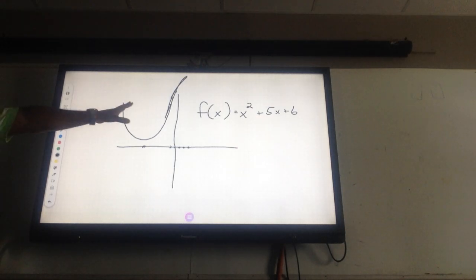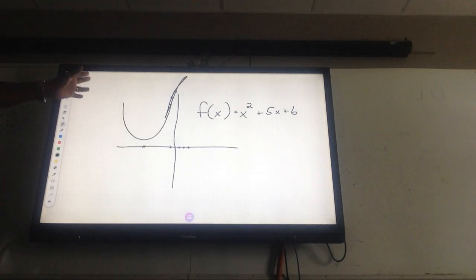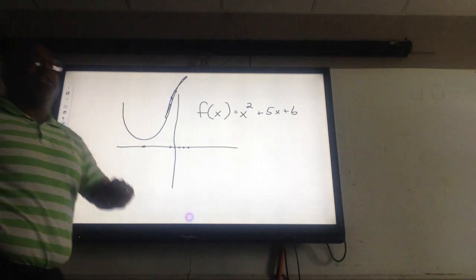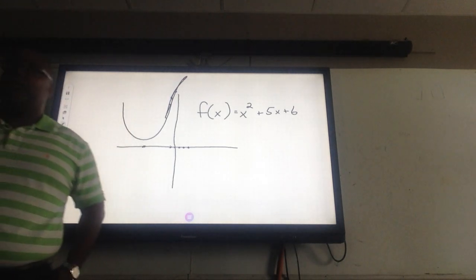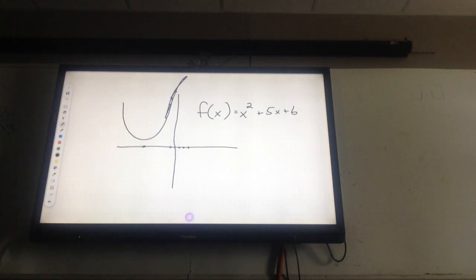You don't have to put the f of x in, because the f of x is substituted in for what? For y. So put that equation in, x squared plus 5x plus 6. Then hit graph. It's going to graph the equation.